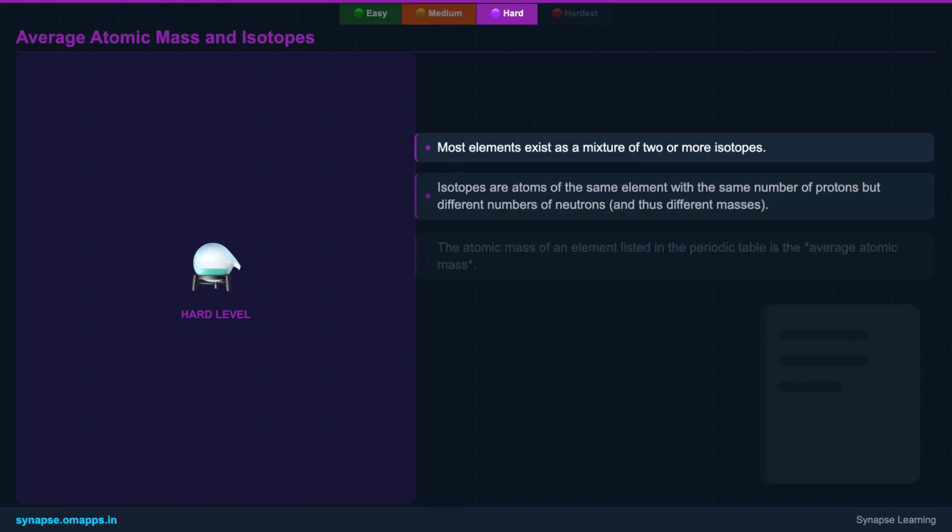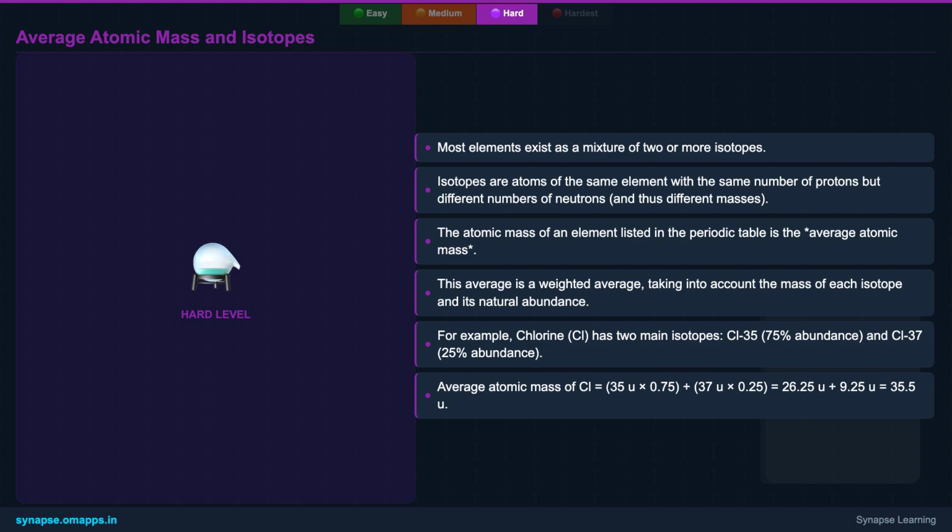When we look at the periodic table, you'll notice that many atomic masses aren't whole numbers, like chlorine at 35.5 U. This is because most elements exist as a mixture of isotopes. Isotopes are atoms of the same element that have the same number of protons but different numbers of neutrons, leading to different atomic masses. The atomic mass listed in the periodic table is the average atomic mass, which is a weighted average of the masses of all its naturally occurring isotopes, taking into account their relative abundances.